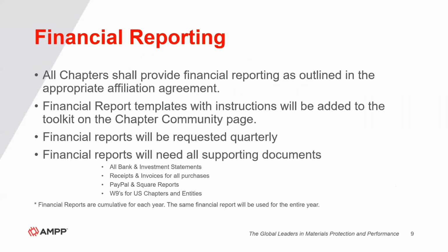Financial reporting. This year we did change things a little differently for the financial reporting. All chapters shall provide financial reporting as outlined in the appropriate affiliation agreement. The financial reports will now be turned in quarterly. On the toolkit, we have, it's not set in stone, a timeline on when we would like those financial reports turned in. We will be sending emails to keep everyone updated if the timeline has changed or if we've extended the timeline, but we do ask that everyone report quarterly.